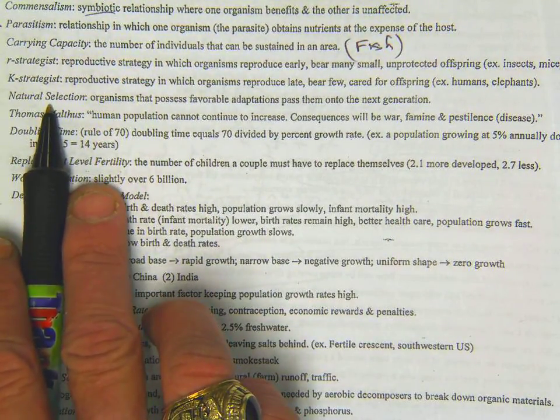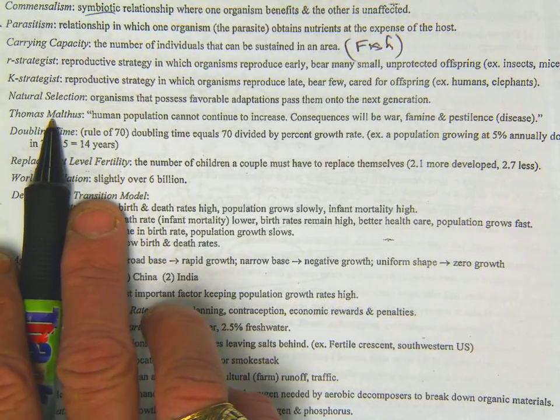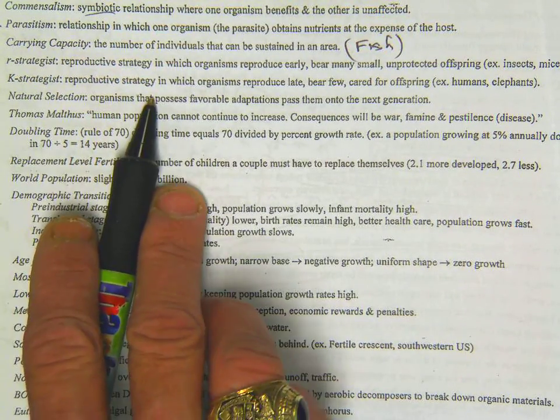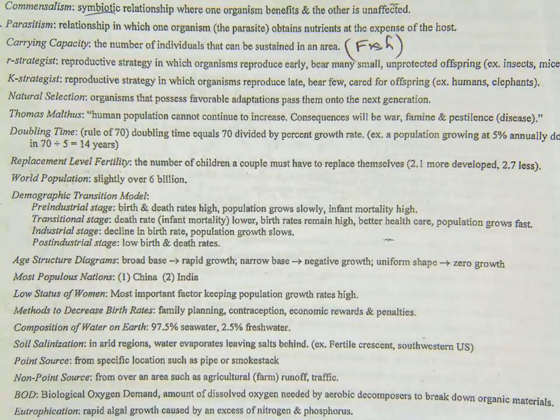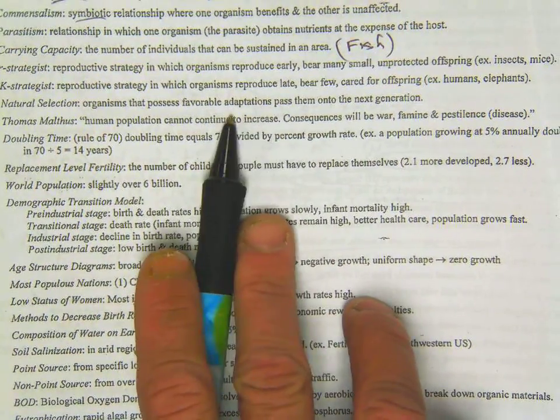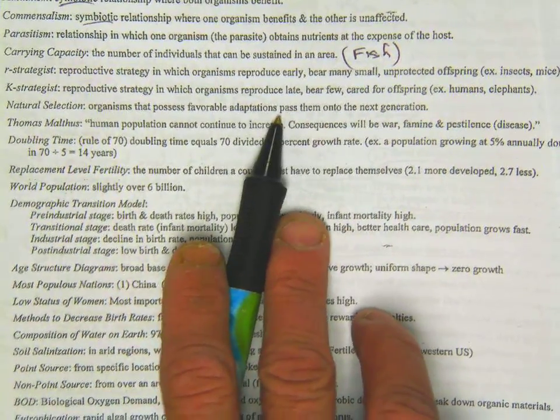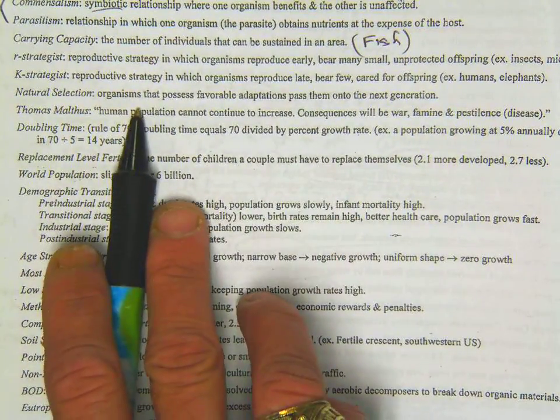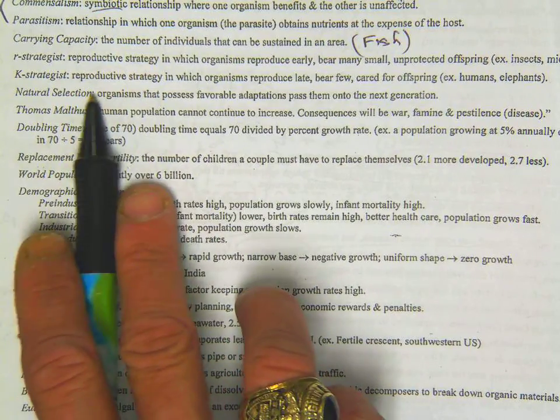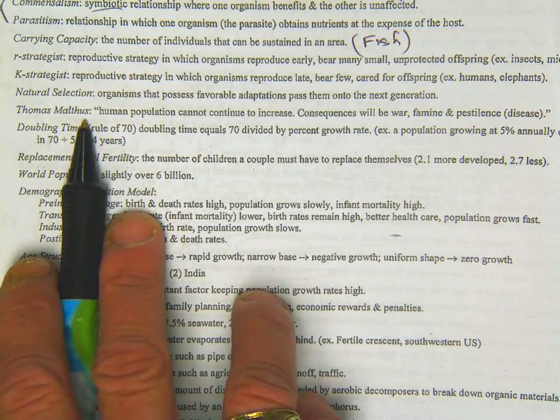And then just a couple more here, then I'll conclude this particular video. Natural selection is really the whole vehicle, if you will, the whole mechanism of evolution. Organisms possess favorable adaptations that will pass them into the next generation, and kind of almost the survival of the fittest type thinking.